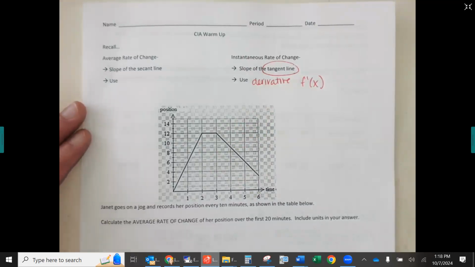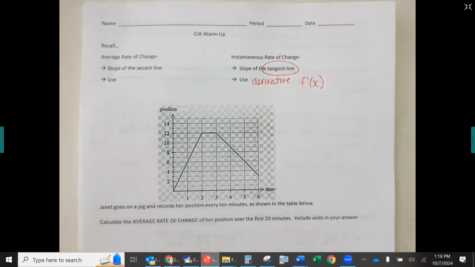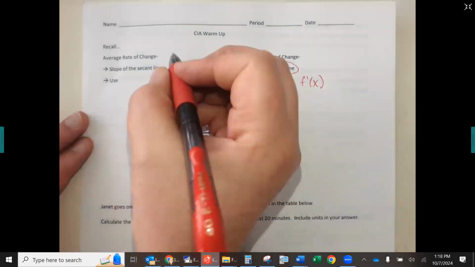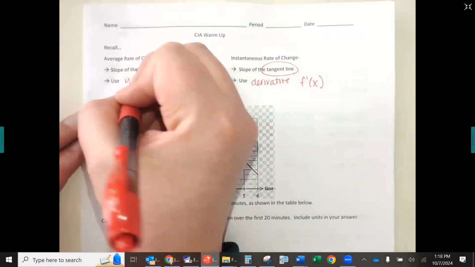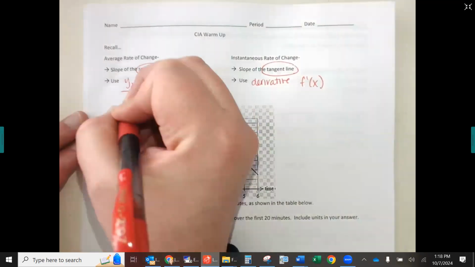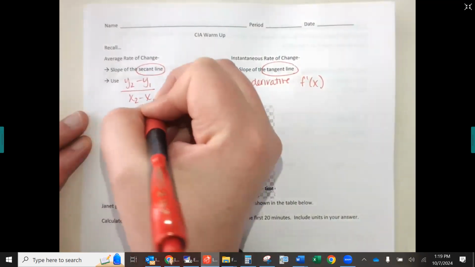Okay, however, in all of your other math classes, you also covered what's called the average rate of change, which would just be your slope through 2 points. Okay, so that's the slope of the secant line. And you would do y2 minus y1 over x2 minus x1.